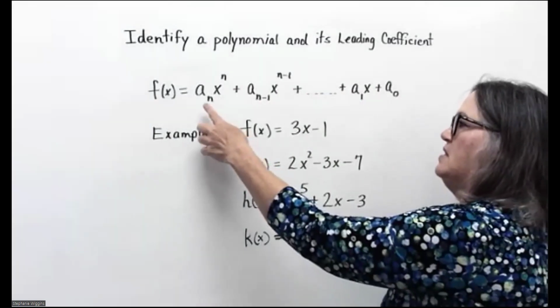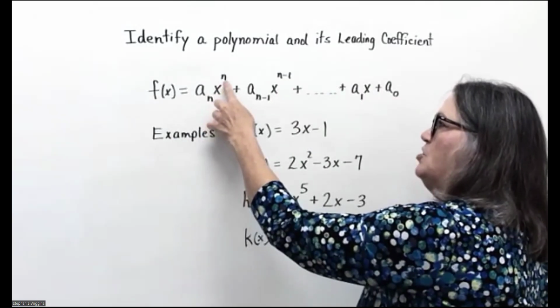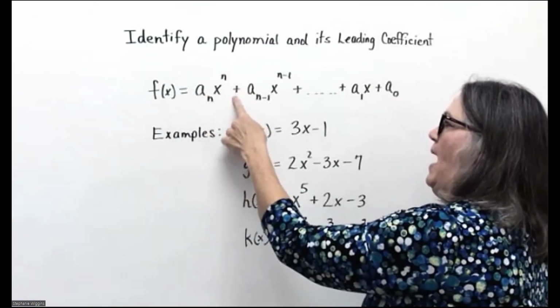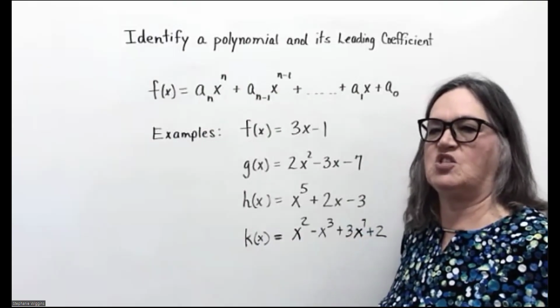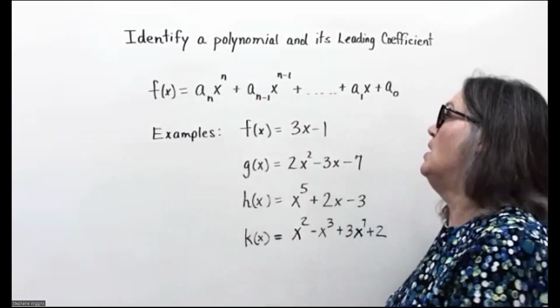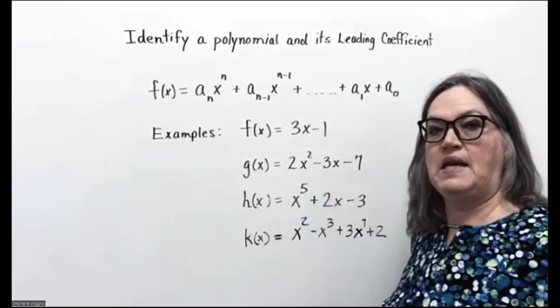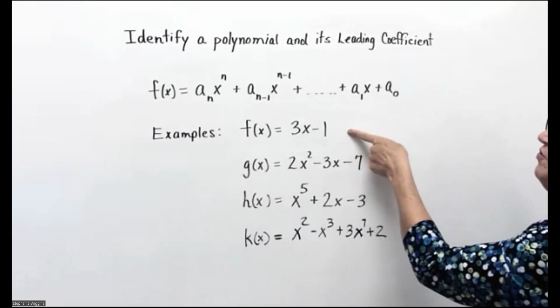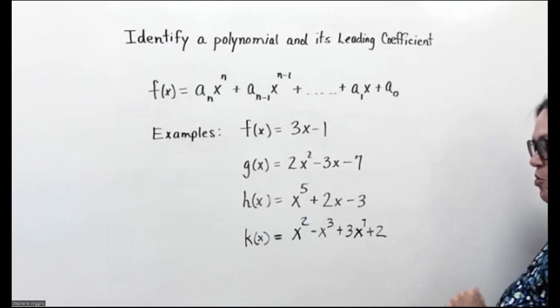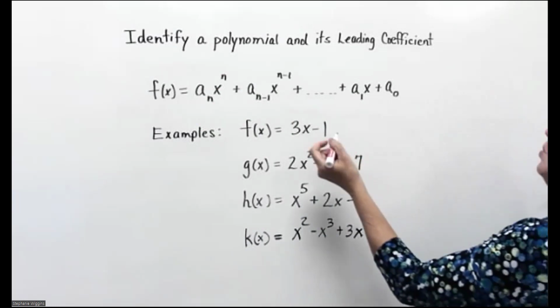So it has to be some constant times x to some power and added or subtracted. Remember, subtraction is just a form of addition. So that's why they only have plus signs here. These coefficients could be negative. And here are some examples of polynomials. This is a linear function, but it is a polynomial, and the degree is 1.